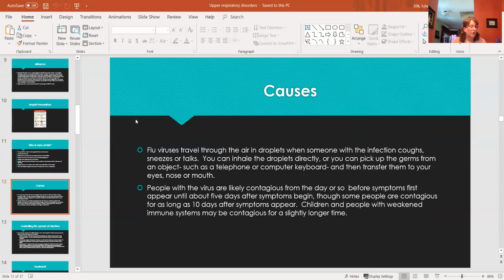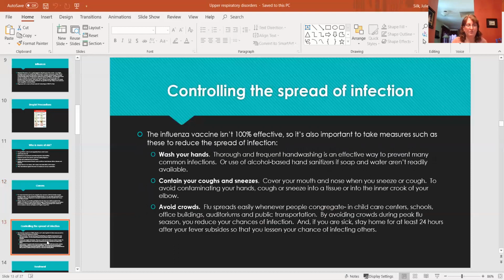Okay, so the flu virus travels through the air in droplets when someone coughs, sneezes, or talks. And then sometimes you can pick up germs from just being on like a computer keyboard or a telephone or something like that, and that's how you end up getting it. The influenza vaccine is not 100% effective, but it is pretty effective. So it's also important to take measures to reduce the spread of infection. Always wash your hands, contain your coughs and sneezes, and avoid large crowds of people.